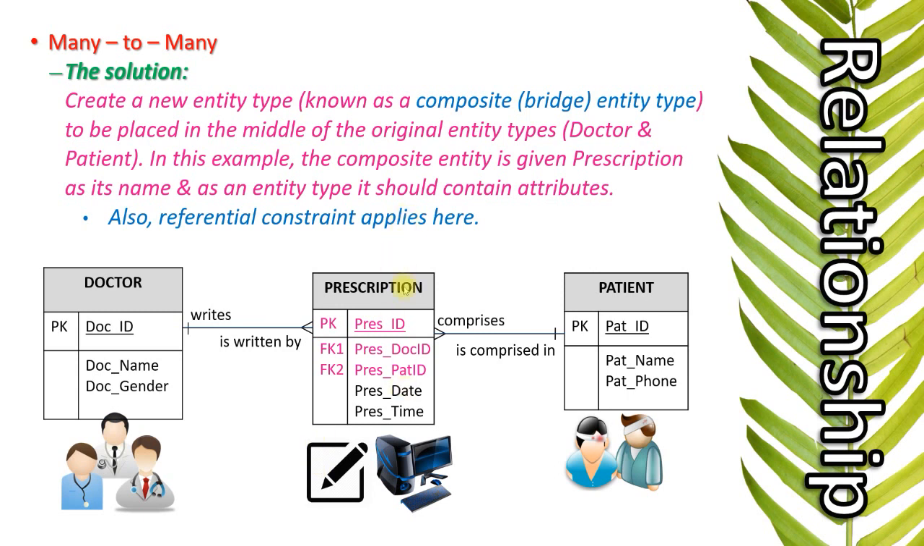Besides that, we have prescription date and time. I will explain to you further about this later. Why aren't doctor ID and patient ID assigned as the primary key? And why do we need to assign prescription ID as the primary key? That will be explained later. Thank you.